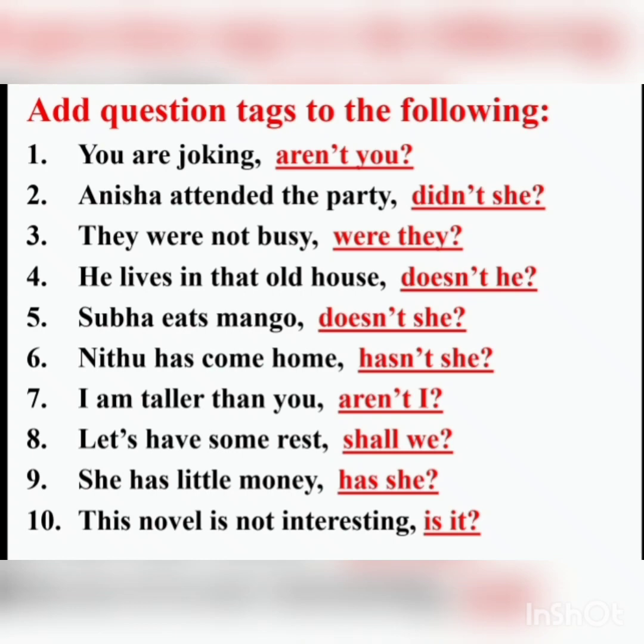I am taller than you. I am in positive will take the plural auxiliary, aren't I? Let us have some rest. Here let us will take shall we. She has little money. You should take it as a semi-negative. So it will take a positive tag, has she. This novel is not interesting. It's a negative statement, so a positive tag, is it.